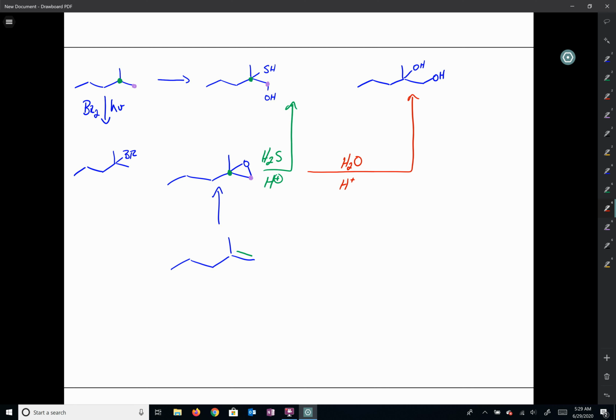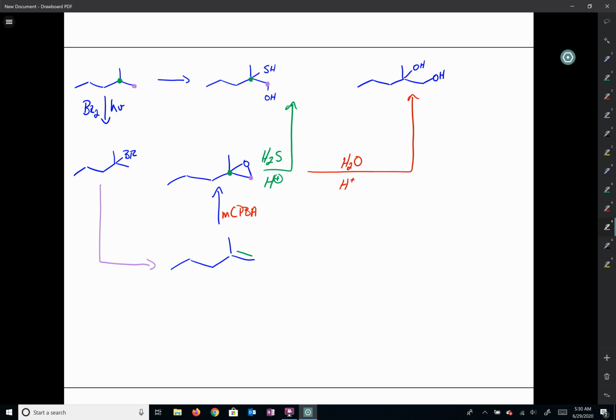How can we do that? Well, that's our good old buddy MCPBA, metachloroperoxybenzoic acid. Is that the only way? Not really, right? There's another way that I'll mention at the end here, but MCPBA certainly is, let's say, the most elegant way of doing it. So we have to generate an alkene before we can make an epoxide. All right, now back to the question. How can we turn an alkyl halide into an alkene?